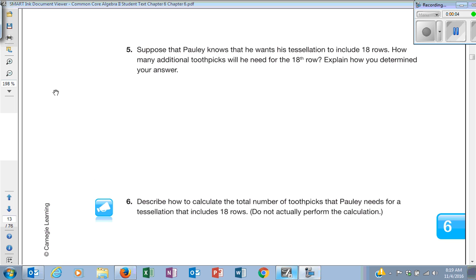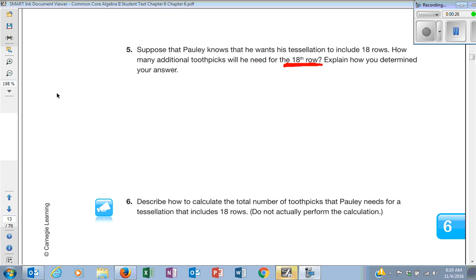He wants his tessellation to include 18 rows. How many additional toothpicks will be needed for the 18th row? This is for the 18th row only. On the test, there will be questions, as you have seen, that are just talking about only one row, or adding another, like, hey, what happens if you're in the 18th term?